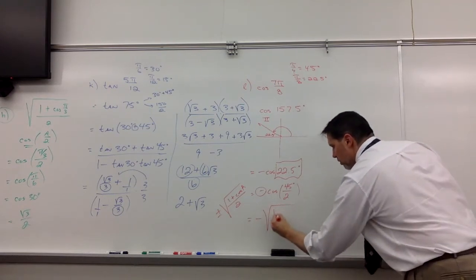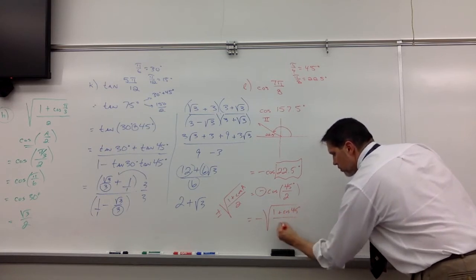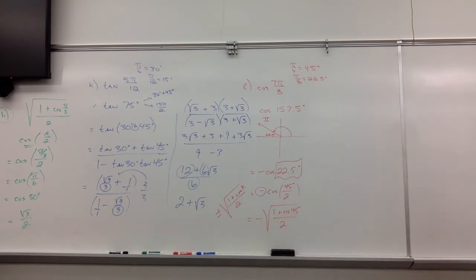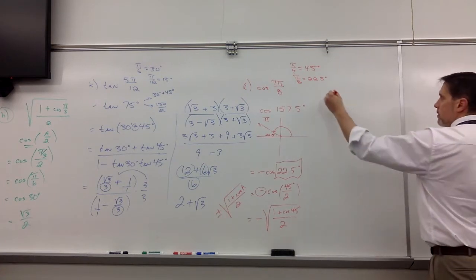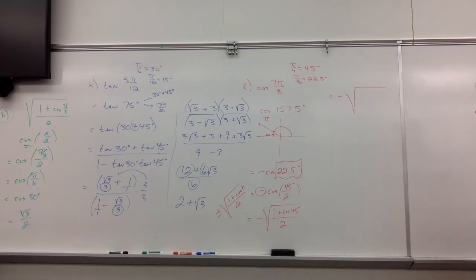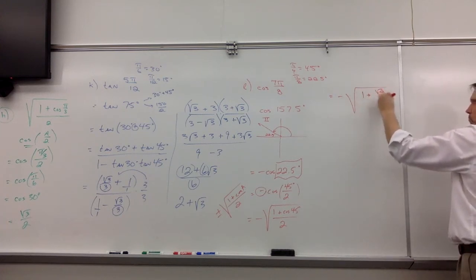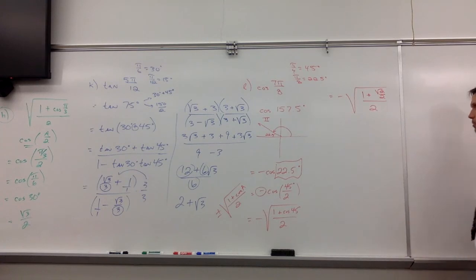Square root of 1 plus the cosine of 45, all over 2. And then we find the exact value of cosine of 45, which hopefully you're starting to memorize by now. Cosine of 45 is square root of 2 over 2. And this is over 2, and you've got yourself a complex fraction in your radicand.